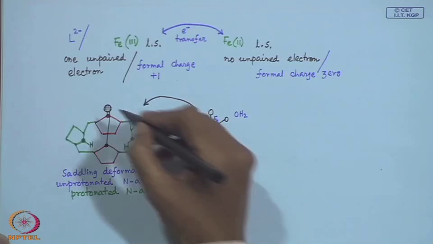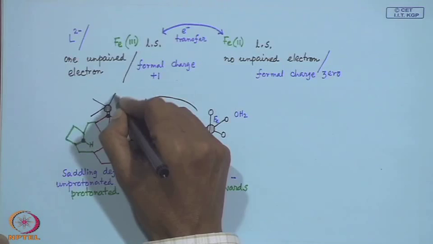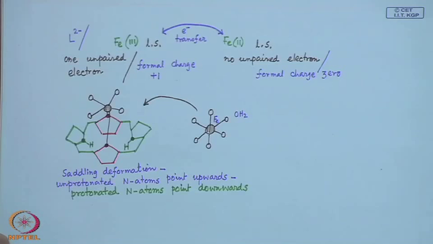So, it will have four remaining water molecules. So, this is a very weak interaction. So, iron center is forming by losing two water molecules.